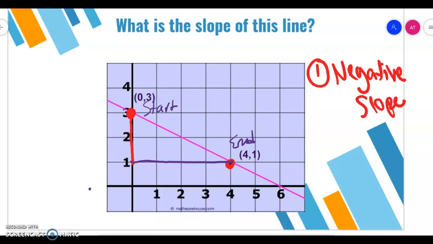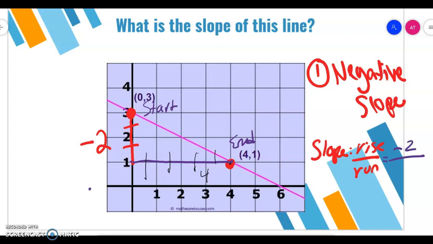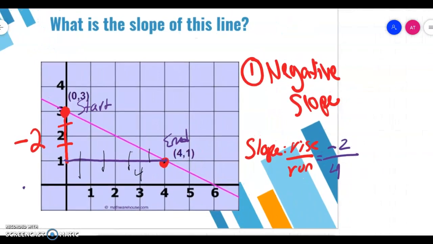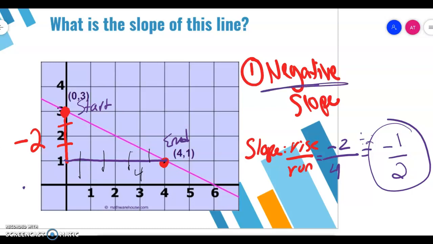So I rose -2 and I ran 1, 2, 3, 4. So my slope, my rise over run, is -2 over 4. Now can this be simplified? Absolutely. They both go into 2. So I'm going to simplify it and I'm going to get -1/2. So that does it. My answer is negative, meaning that I have a negative slope, and that's what's pictured.